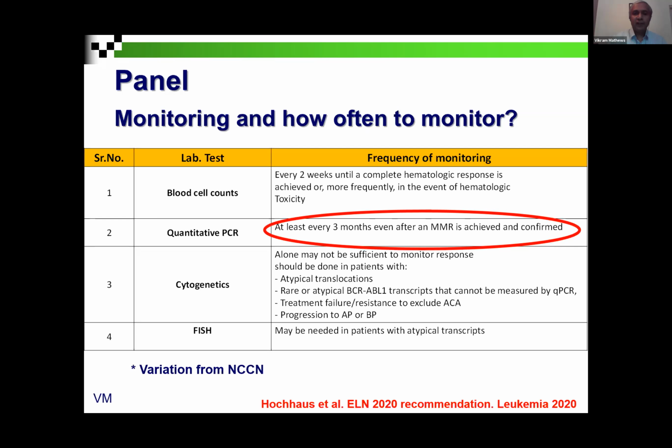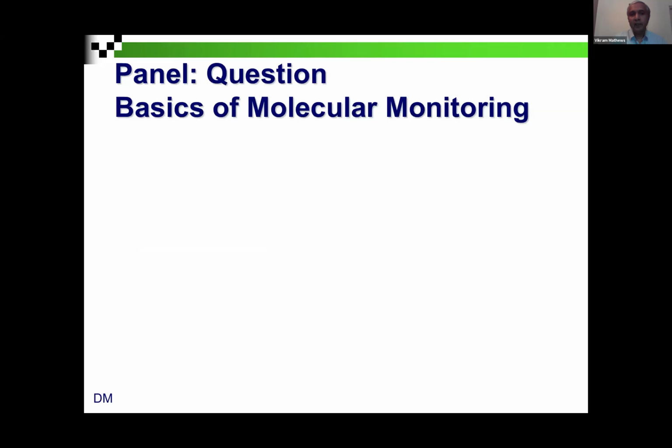So I think one difference is in the quantitative PCR, ELN essentially says every 3 months for life almost, while NCCN kind of says that once you reach a major molecular response, you can drop it to once in 6 months. I think that's a subtle difference. And of course, you can use FISH if you don't have a well recognized transcript, or a very rare transcript that you can't recognize by PCR.